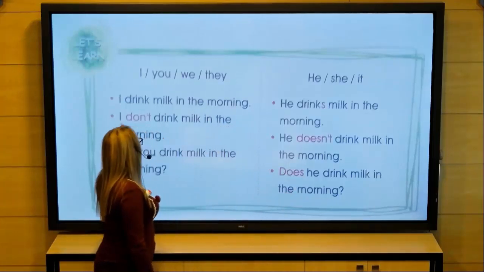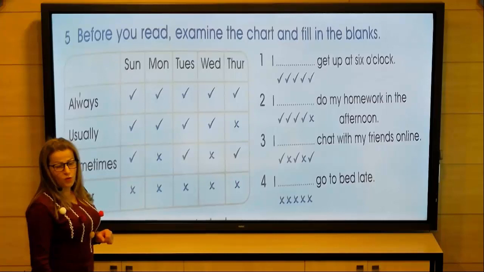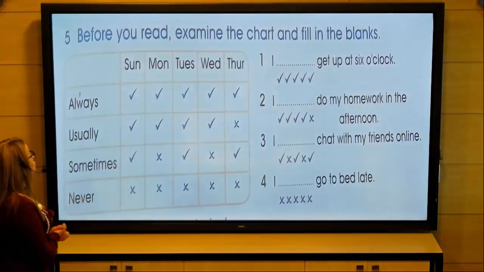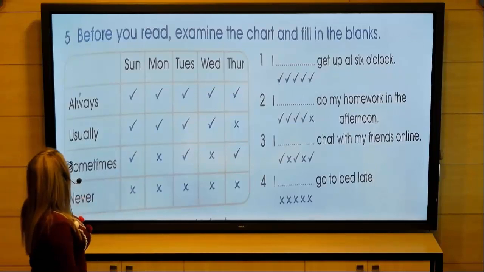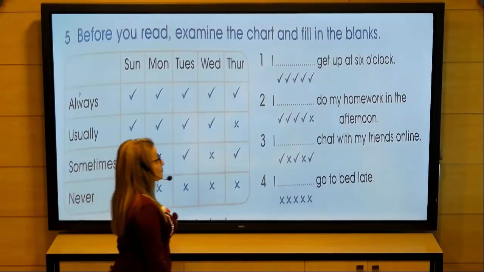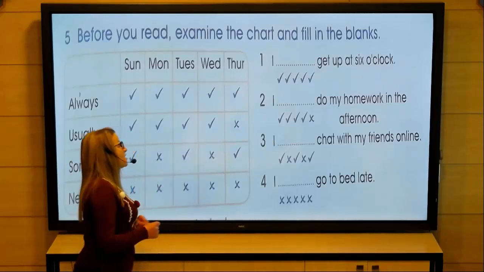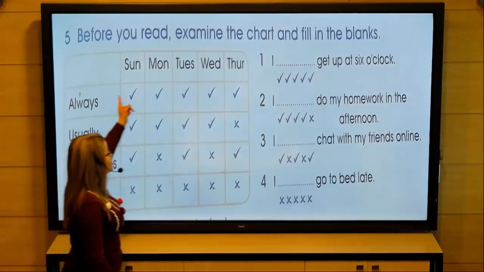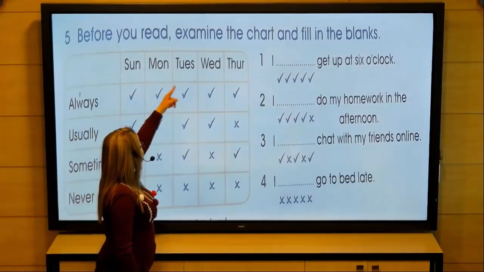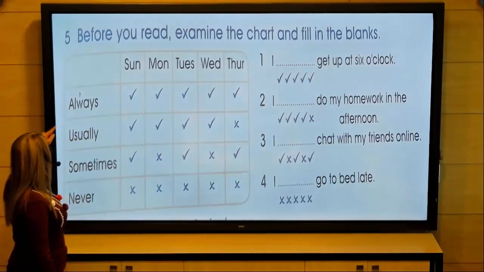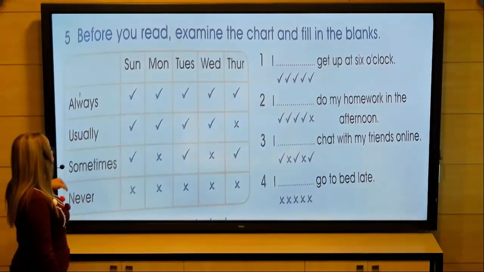Now, what about the adverbs? Open your books on page 12, exercise 5. Before you read, examine the chart and fill in the blanks. Before we do the examples, look at the chart carefully. We have the days of the week: Sunday, Monday, Tuesday, Wednesday, and Thursday. And we have the adverbs: always, usually, sometimes, and never.